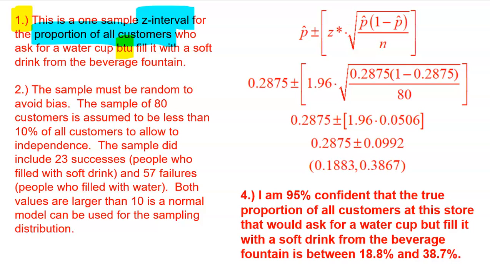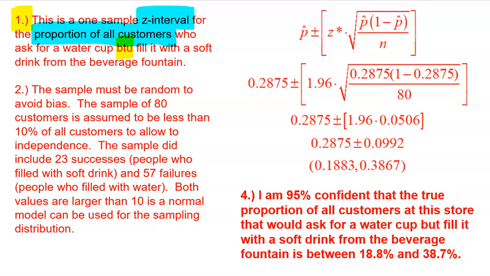And the remaining 57 out of 80 people were considered failures, even though they did the right thing and filled their water cup up with water, but those are considered failures because that's not what I'm looking for in this problem. Now, since both of those successes and failures are larger or equal to 10, a normal model can be used for that sampling distribution, which is why I'm going to be using a 1 sample Z interval.